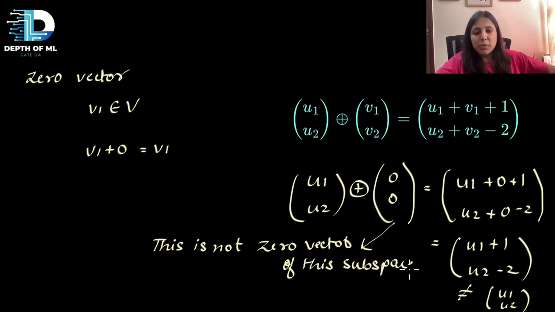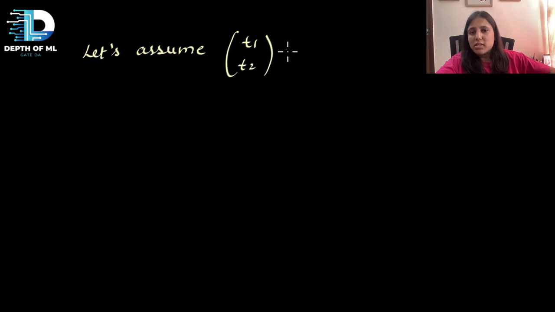So in this subspace, because we redefined the way we add and multiply the scalars, the vector that is going to be the 0 vector has changed. Fine. So we have to find that 0 vector. We'll use the same property over here to find that vector. So let's assume t1 t2 is the 0 vector here.